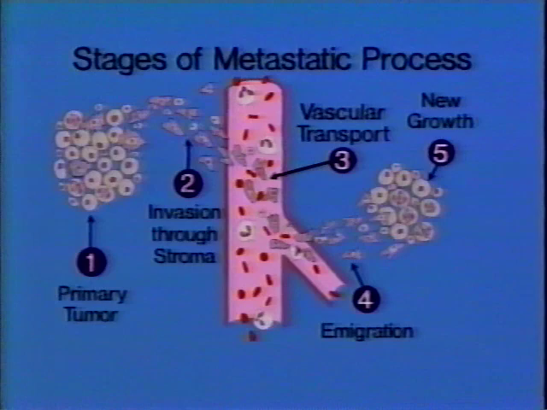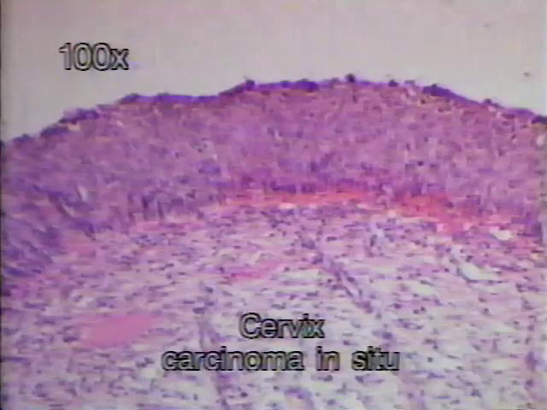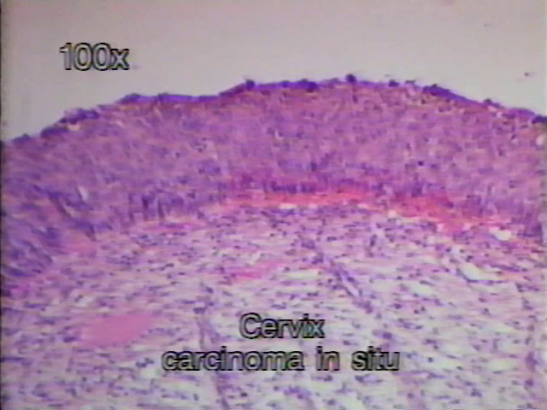Next, they enter a compartment or fluid space and are thereby transported to a distant site. Finally, they arrest at a new site and establish themselves in a different environment to produce a metastasis. Although some of the mechanisms related to these steps have been elucidated, the regulatory factors which orchestrate the sequence remain mostly unknown.